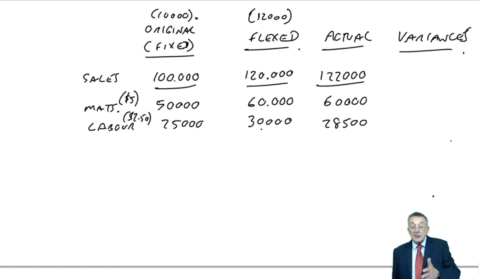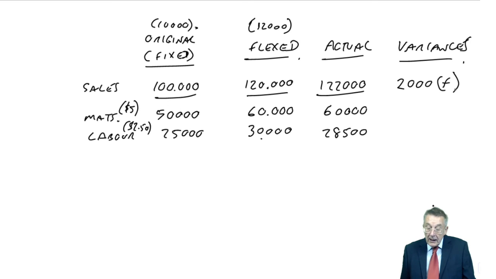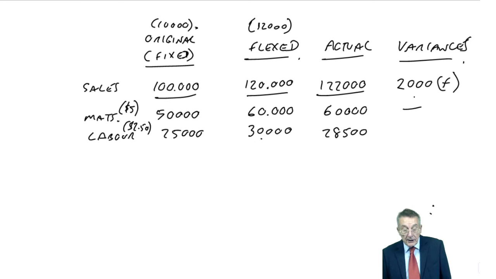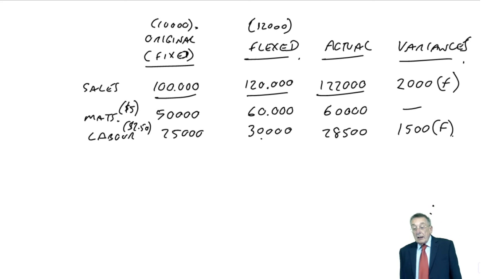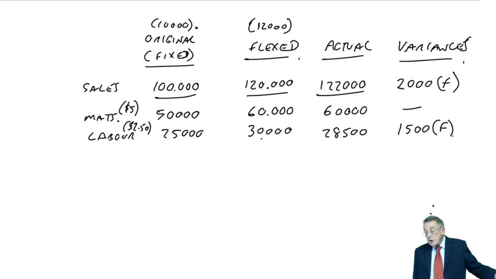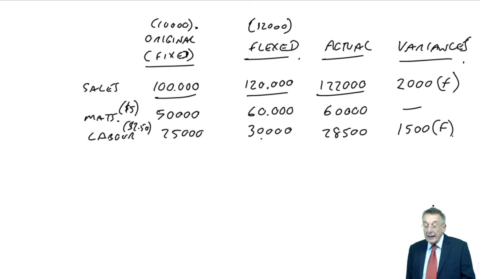Compare actual with the flexed, is that sensible? So sales have increased by 2,000. Favourable. Materials are spot on. No variance, spent exactly what we should have spent for our production. Labour, we've actually saved money. So it's favourable. And again, you see, although this should be pure common sense, what we did on variances, although we spent more than we originally budgeted, 28.5 as against 25, it'd be silly to penalise the relevant manager. We produced more, we expect to spend more, and the manager in charge of the labour has actually done well, we spent less.